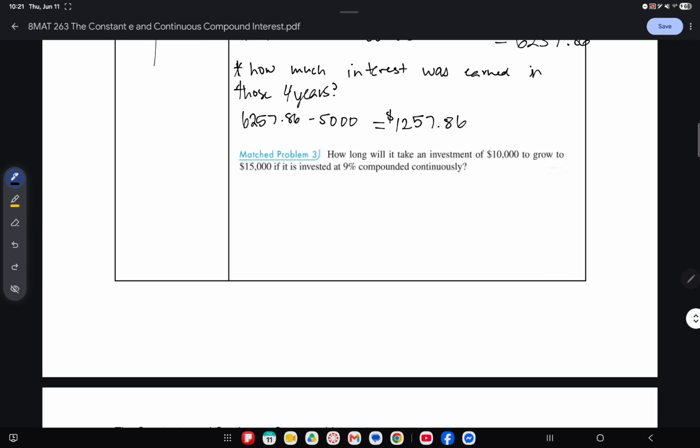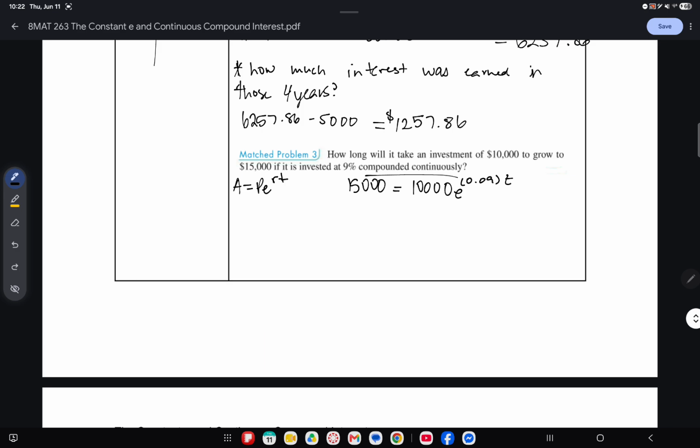All right, let's look at another one. So how long will it take an investment of $10,000 to grow to $15,000 if it's invested at 9% compounded continuously? So again, that's the PERT formula. Let's plug in what we know. We know in the end we want 15,000, and we started with an investment of 10,000. And the rate was 0.09, and then I want to solve for the time.